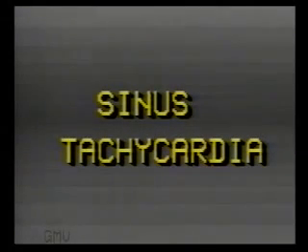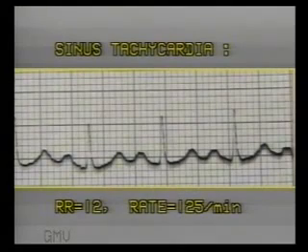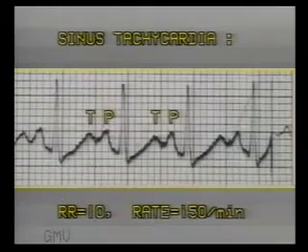Sinus tachycardia. If the sinus rate is above 100 per minute and up to 150 per minute, it is termed as sinus tachycardia. In this ECG, the RR interval is 12 millimeters. So the heart rate is 125 per minute. The T wave and the next P wave are seen very close together.